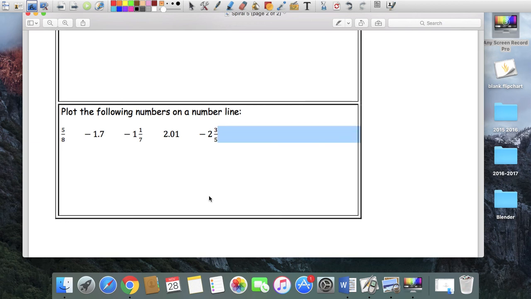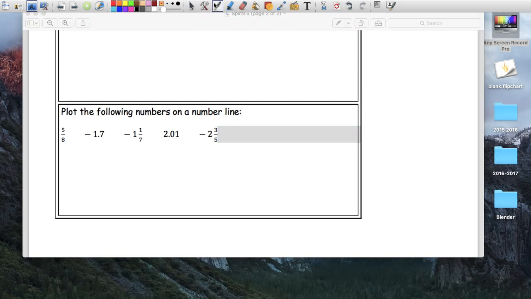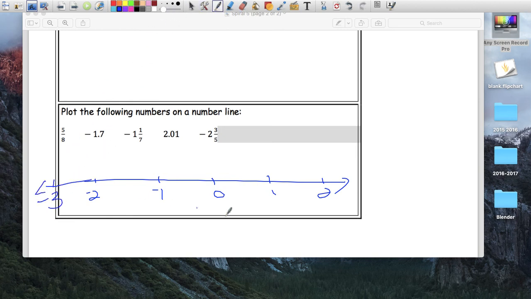A number line, so let's create a number line. And we're going to go like this. It doesn't have to be a big number line. 0, 1, 2, negative 1, negative 2. Oh boy, I need some help here. And negative 3. So, 5/8, Sarah. Where do I put 5/8? Quickly. On the positive side. Between 0 and 1. Good. This is 5/8 right here, a little bit more than half.